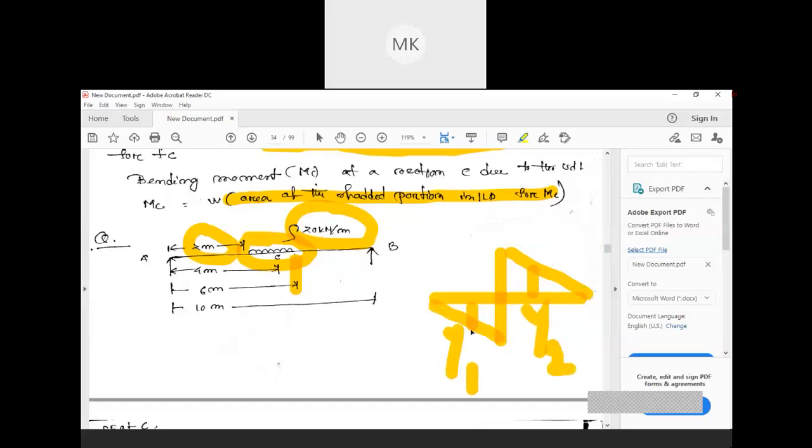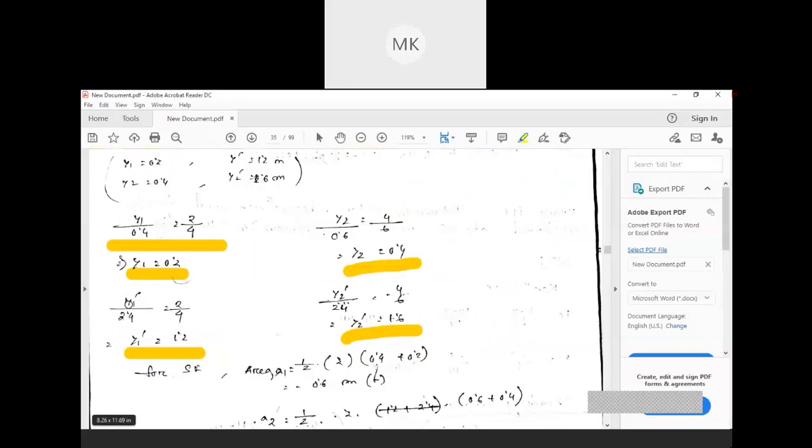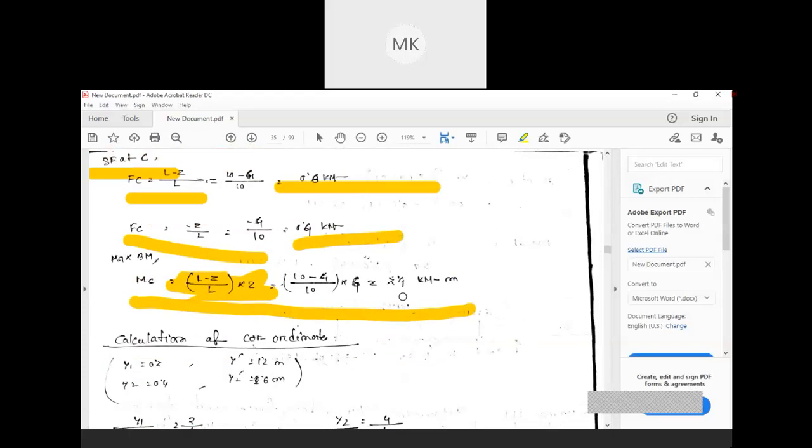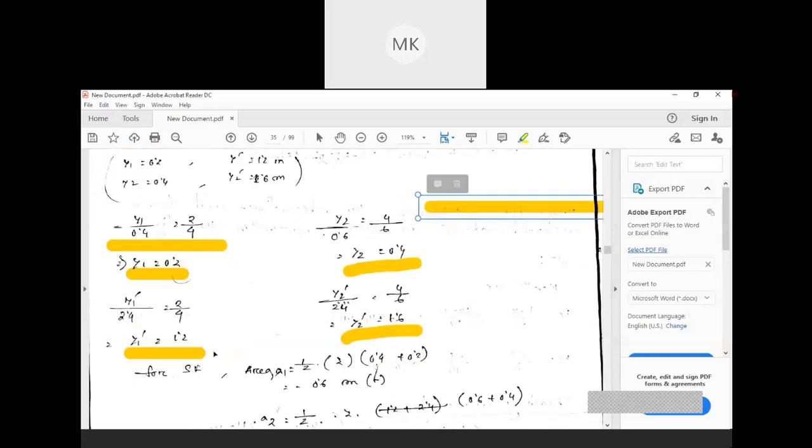So everything we know, we just need to find out y1, y2. We already found the SF value here, it is 0.6, and below it is 0.4. The distance we know. Simply following this we can easily find out y1, y2. And for the bending moment also, the two coordinates will become y1 dash and y2 dash.